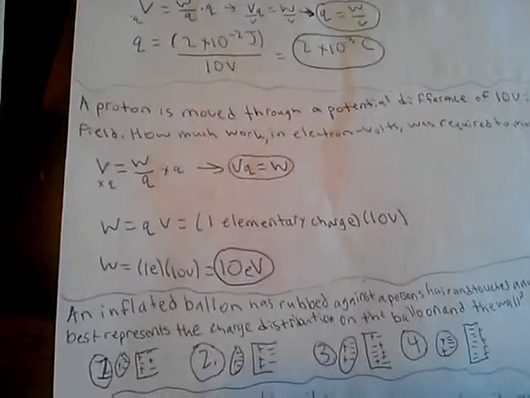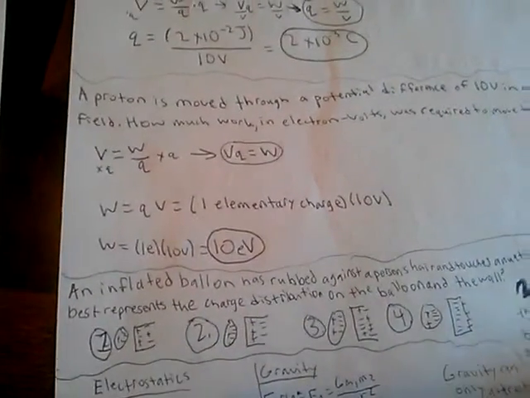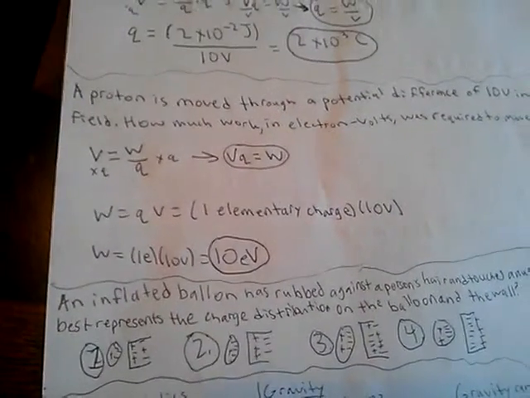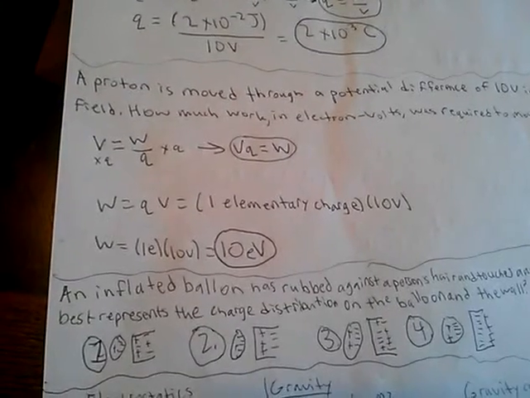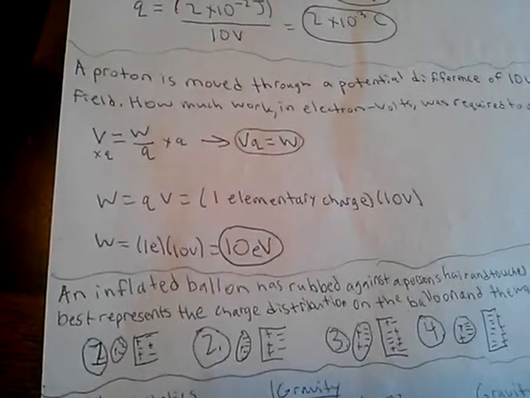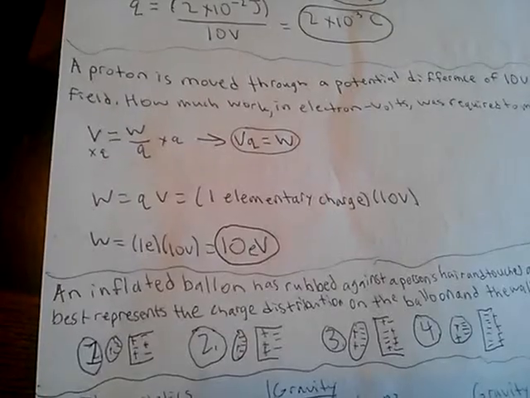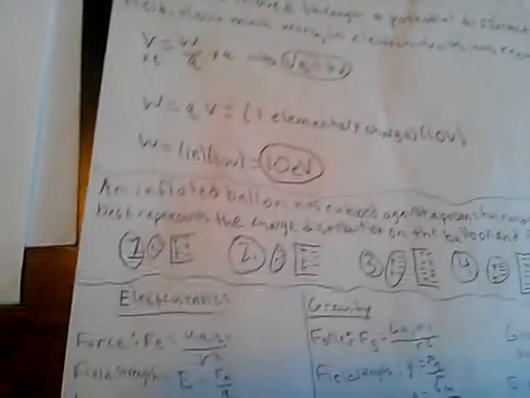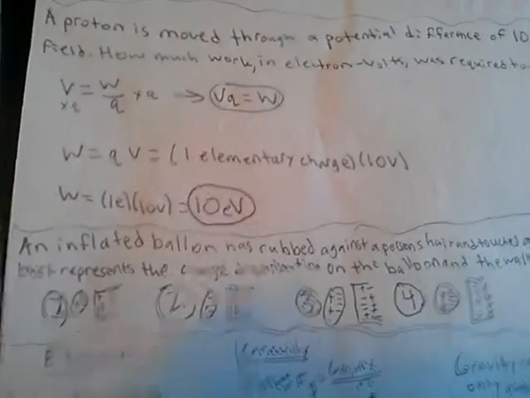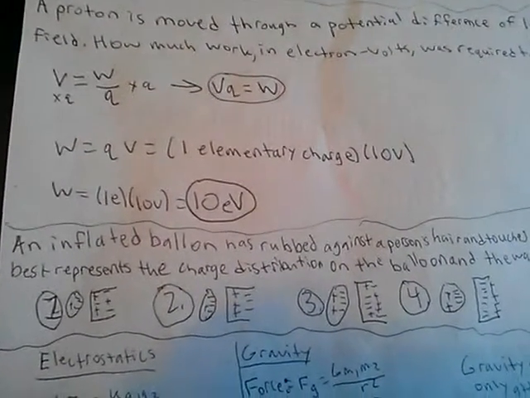So W equals QV, where Q will be 1 elementary charge as given, and 10 volts for the V, which is given. W equals 1e times 10 volts equals 10 electron volts, which is the answer. And then this next one is more of a hands-on thing where you just need to know it.